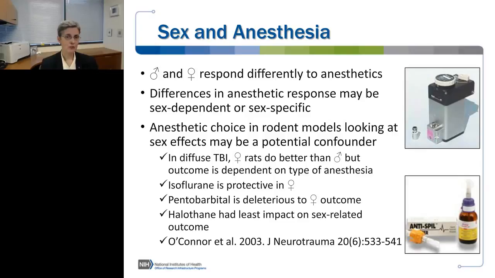In a diffuse traumatic brain injury study, female rats were shown to do better than male rats, but the outcome was very dependent on the type of anesthesia. The degree of the difference they saw between the sexes depended on what the background anesthetic was. So what they found was that isoflurane was protective in females, so they saw the greatest difference between the sexes. But pentobarbital was deleterious, and so they saw less of a difference between males and females. Halothane seemed to have the least impact on sex-related outcome in this study.